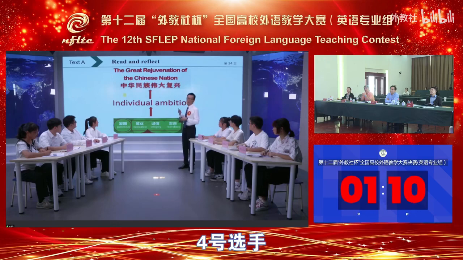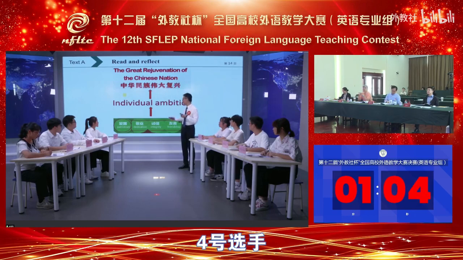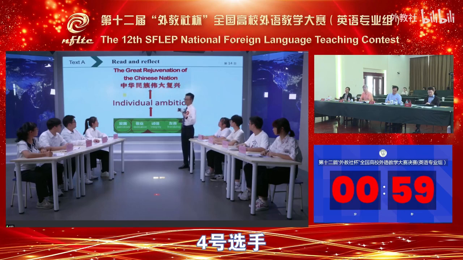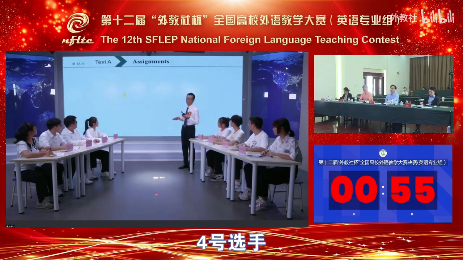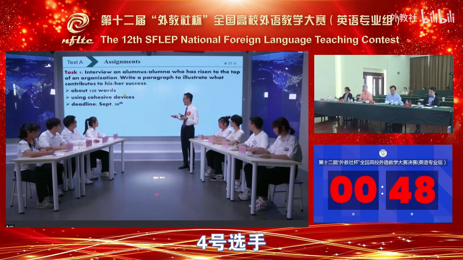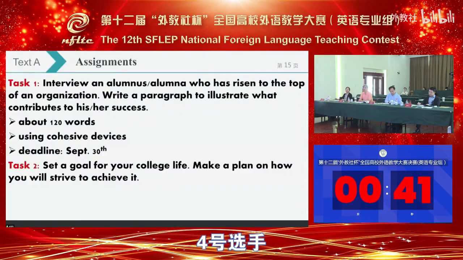To summarize today's lesson, we analyzed the coherence between paragraphs from the logical relation as well as cohesion, and we also discussed the relation of ambition to success. Homework for you. The first one, interview a school fellow and write a paragraph on how he achieved his success. And the second one, set a goal for your college life and make a plan on how you will strive to achieve it. For the second task, you don't need to hand it in.